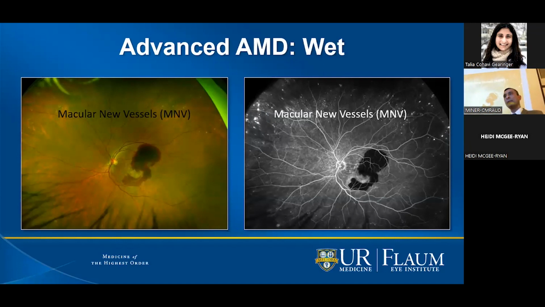And that would be your CNV, or the macular new vessels. That would lead to a fairly rapid change in the vision, and patients notice a big shift in the vision with a big blind spot and perhaps even distortion. And that would be your wet AMD.